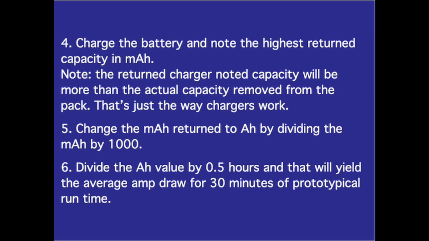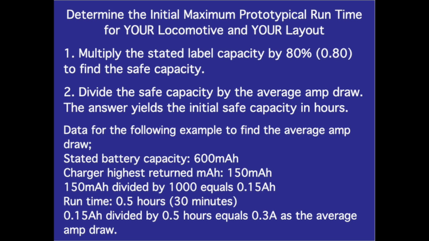Note, the return charger noted capacity will be more than the actual capacity removed from the pack. That's just the way chargers work. 5. Change the milliamp hours returned to amp hours by dividing the milliamp hours by 1000. 6. Divide the amp hours by 0.5 hours, and that will yield the average amp draw for 30 minutes of prototypical runtime. Determine the initial maximum prototypical runtime for your locomotive and your layout.